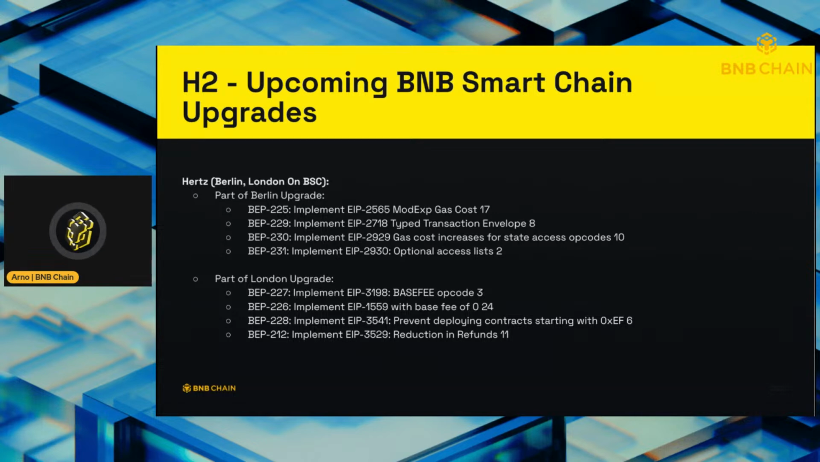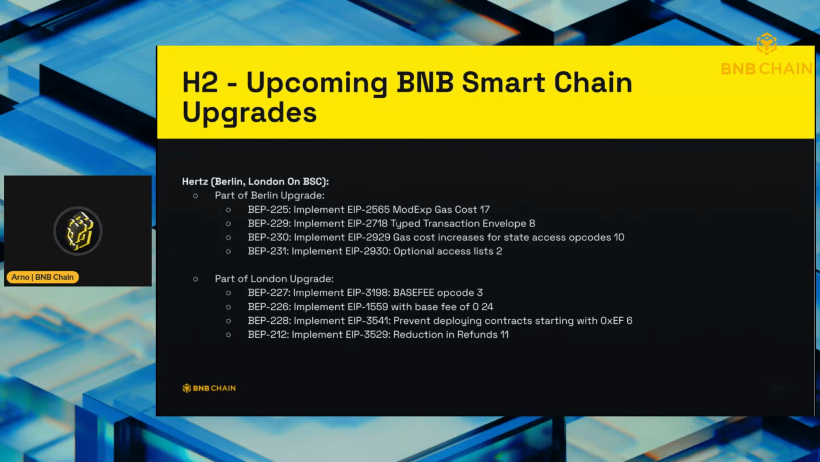The EIP 2929, which is renamed BEP 230, is the gas cost increase, which is also important, as it aims to mitigate potential denial of service attacks by increasing the gas cost of certain storage operations. So these are for the Berlin upgrades.